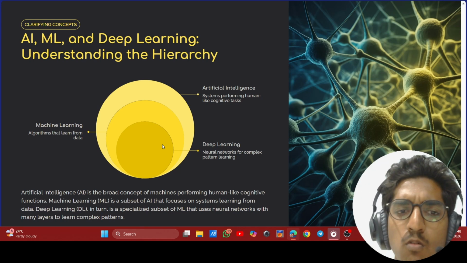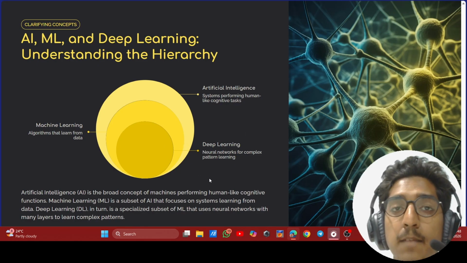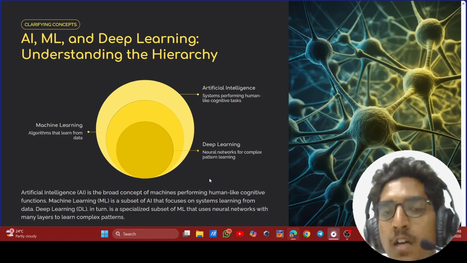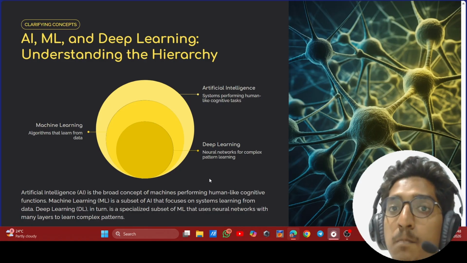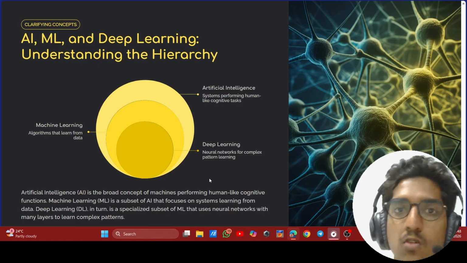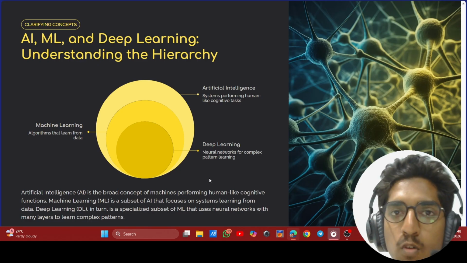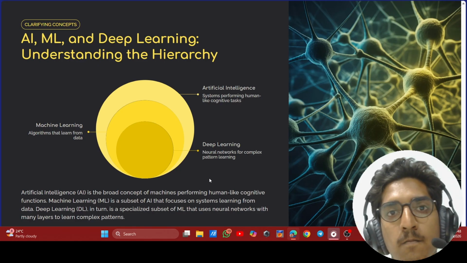Now next we'll be seeing about deep learning. Deep learning has three layers, because deep learning uses neural networks, and neural networks consist of three layers. The first layer is the input layer, the second layer is the hidden layer, and the third layer is the output layer.